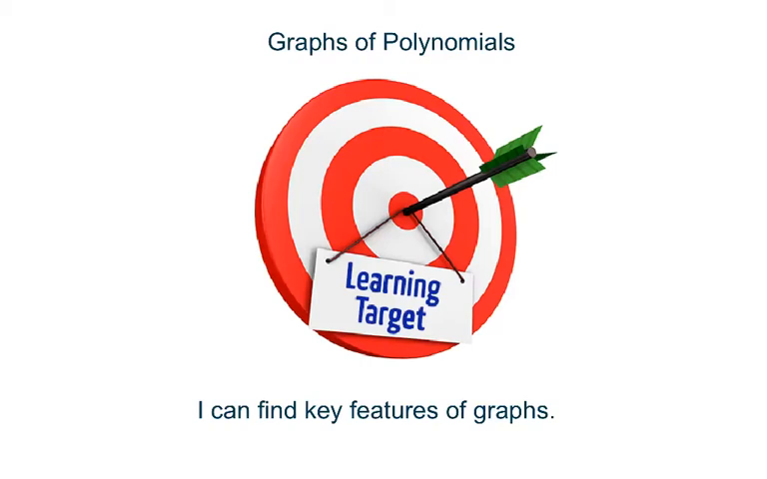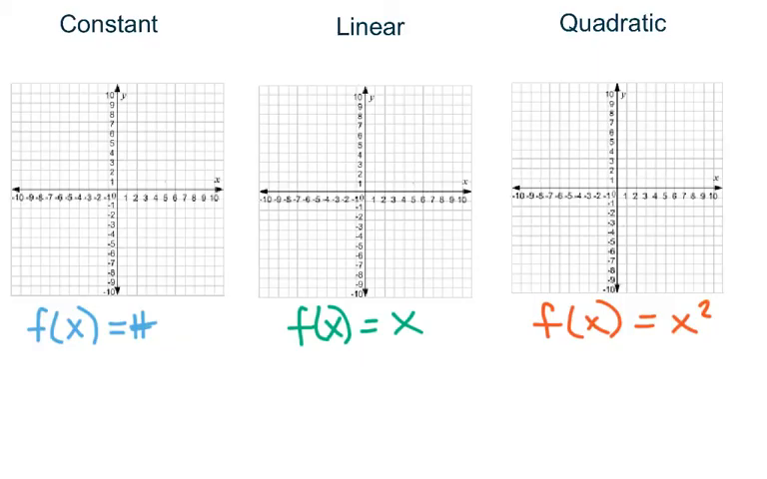This lesson is graphs of polynomials, and our learning target is I can find key features of graphs. A lot of this is going to be review, and then there's going to be a few new things at the very end. Okay, so we've already talked about this year, but just in case you've forgotten, a constant graph is going to be f of x equals some number. So it's just going to be a straight line.